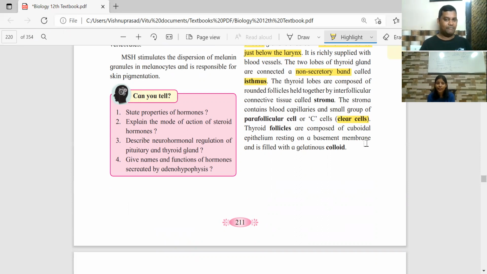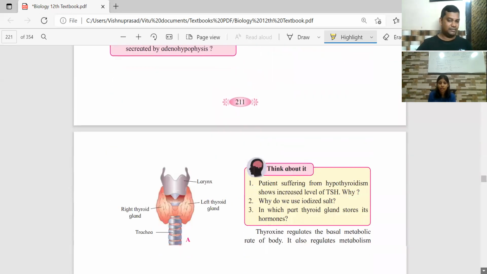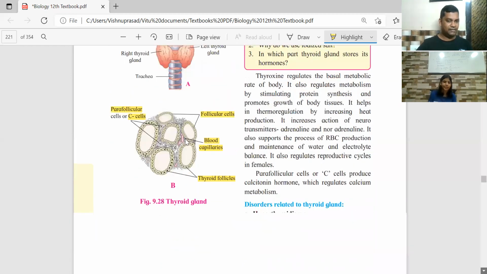Okay. Parafollicular or the C cells. And inside the thyroid follicles, there is a gelatinous colloidal mass present. It is like a suspension, like a solution, but it has got a gelatinous texture. Gelatinous colloid is present inside the follicle. Understood the external and internal structure properly?